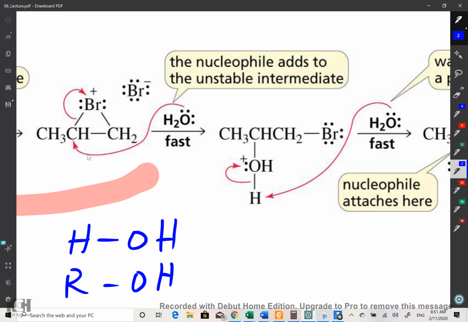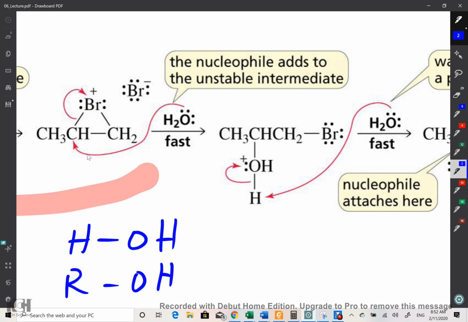So your water molecule is a nucleophile. The water molecule will attack this carbon, which is the more substituted carbon. So it will not attack this one. It attacks the more substituted carbon, and then opens up the ring. That's how you end up with this product.